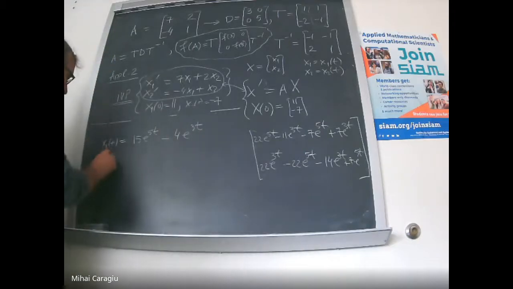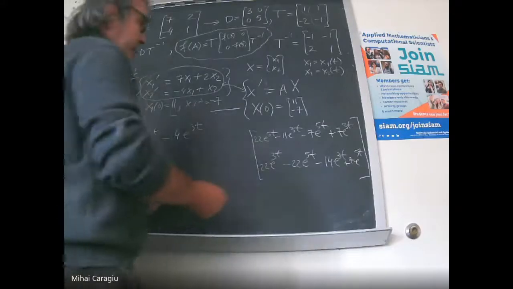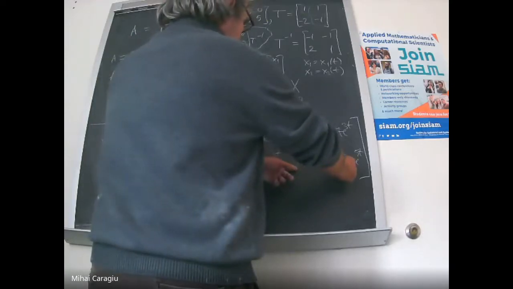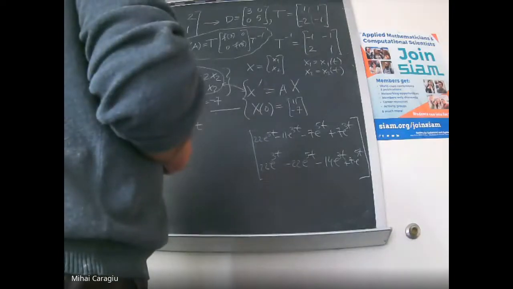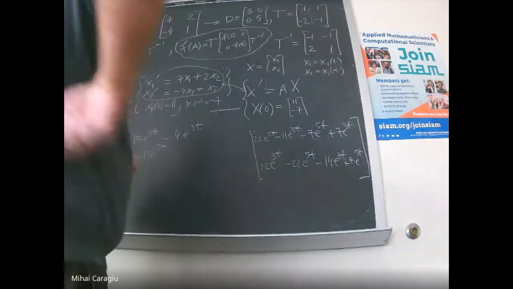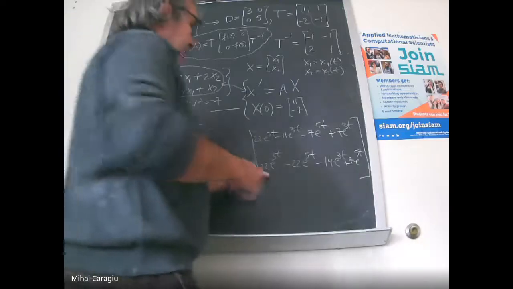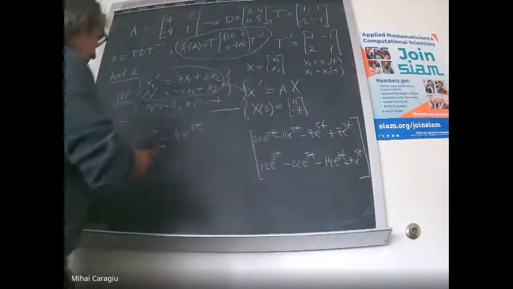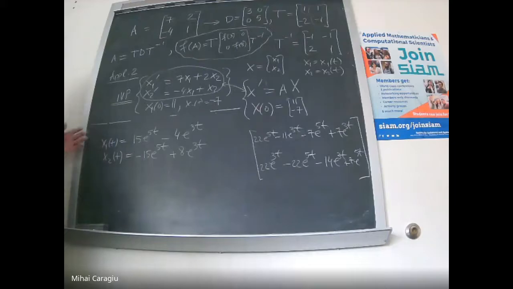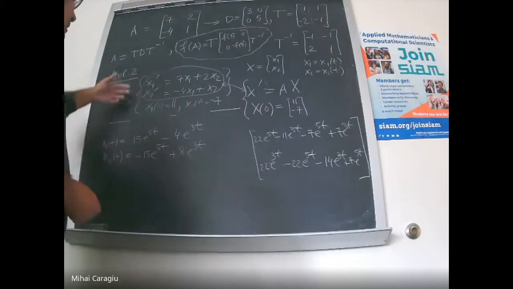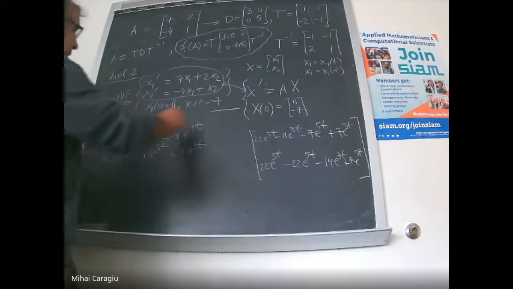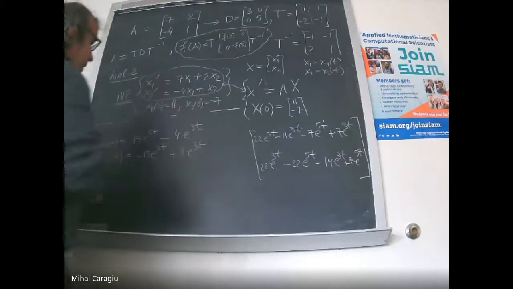x2 of t equals, let's count the e to the power 5t first: minus 22 e to the power 5t plus 7 e to the power 5t is minus 15 e to the power 5t. And for the e to the power 3t terms, 22 e to the power 3t minus 14 is plus 8 e to the power 3t. And this will be the solution of the system of linear differential equations written here: x1 prime equals 7x1 plus 2x2, x2 prime equals minus 4x1 plus x2, x1 of 0 is 11, x2 of 0 equals minus 7.